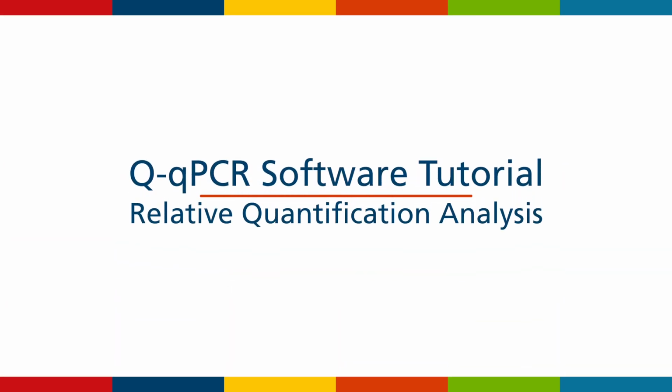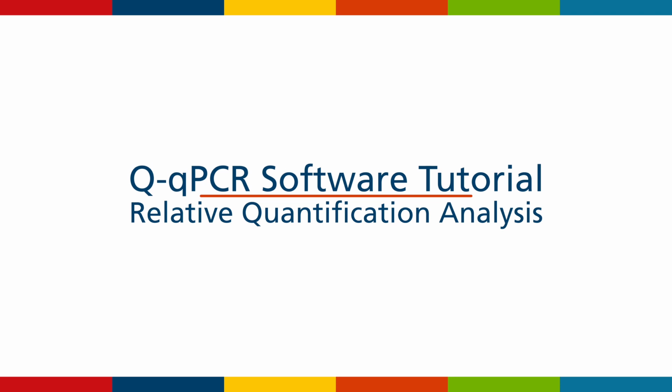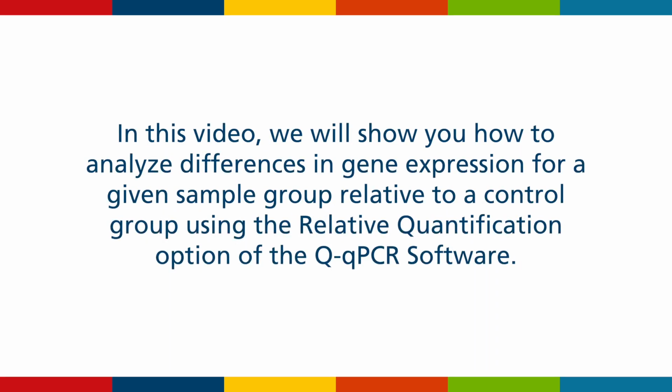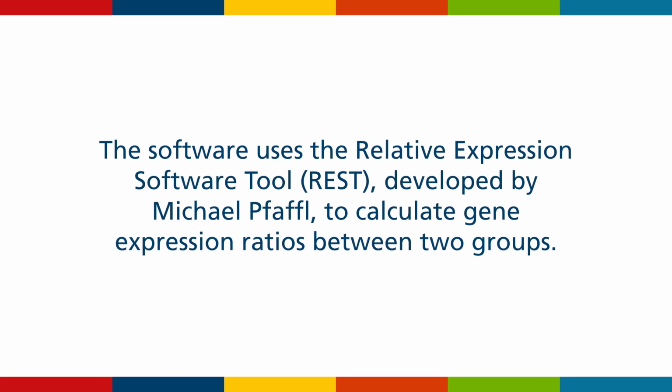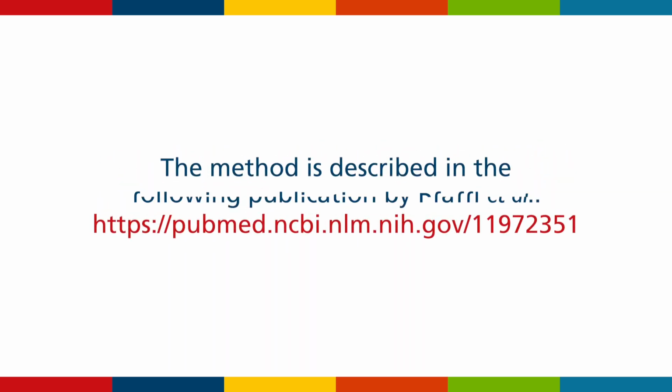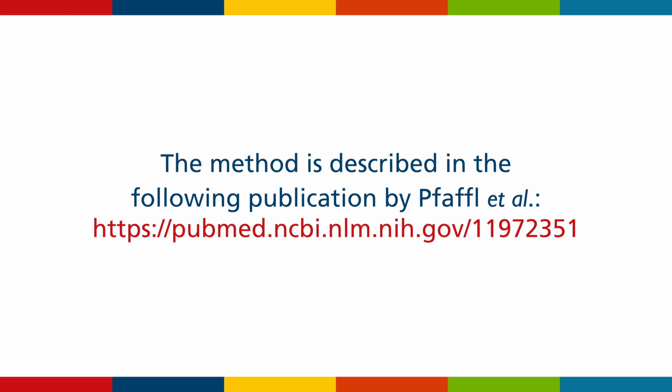Q-qPCR software tutorial, Relative Quantification Analysis. In this video, we will show you how to analyze differences in gene expression for a given sample group relative to a control group using the relative quantification option of the Q-qPCR software. The software uses the Relative Expression software tool developed by Michael Pfaffl to calculate gene expression ratios between two groups. The method is described in the following publication by Pfaffl et al.